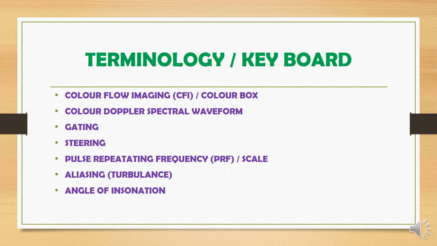So before going further into the minute details, we need to learn a few terminologies used in Doppler study and also the keyboards on the Doppler machine. So some of the terminologies are color flow imaging, Doppler spectral waveform, gating, steering, pulse repeating frequency or scale, aliasing, and angle of incidence. We'll discuss one by one.